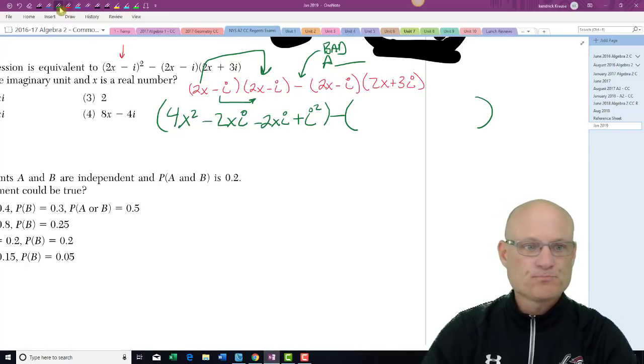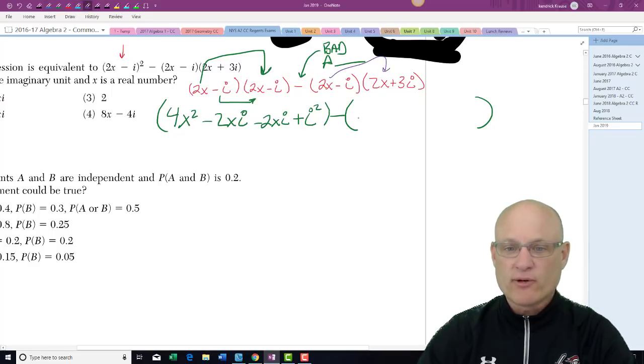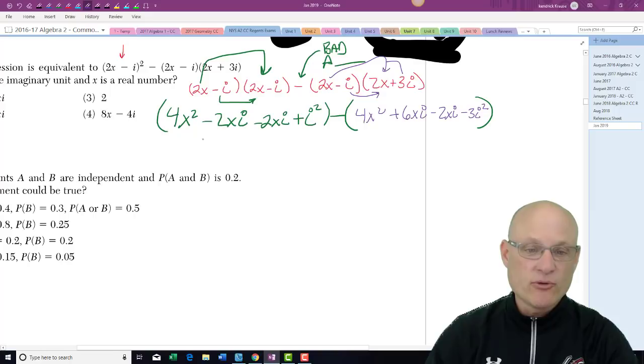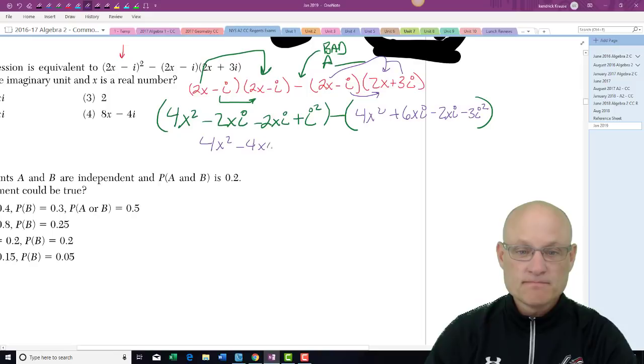You are not weird. So now what we are going to do is multiply this 2x by both of these. So I get 4x squared plus 6xi. And now the -i times both. Minus 2xi minus 3i squared. So I'm going to clean this up. So we get 4x squared minus 4xi minus 1. Because remember, this right here is -1, so minus 1.